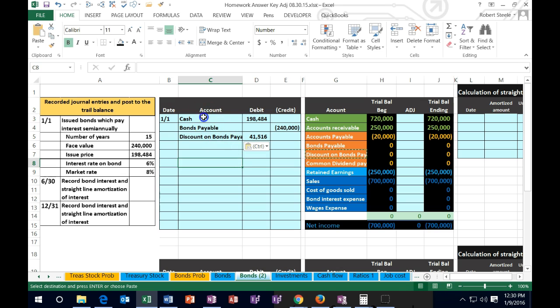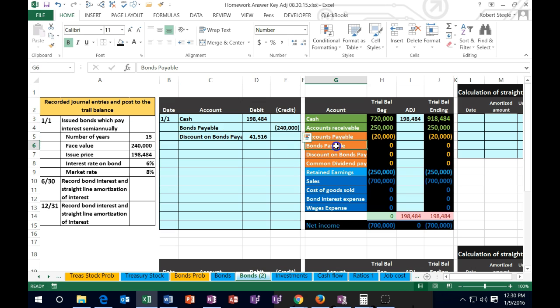So then we can post this out. So we're going to post out the cash. Here's the cash here. I'm going to post it to the adjusting area in I3. So in I3, we're going to say this equals, point to the 198,484. This is a debit. It's going to make the debits go up in the debit direction to 918,484.